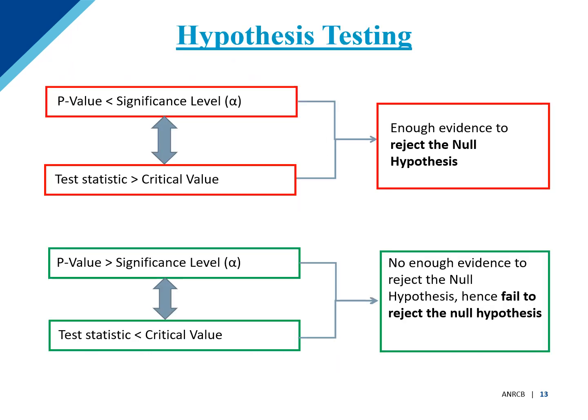To summarize, if the p-value is less than the significance level, or alpha, that you set before testing, and the test statistic is more extreme than the critical value, there is enough evidence to reject the null hypothesis. If the p-value is greater than the value of alpha, or the test statistic is not more extreme than the critical value, you fail to reject the null hypothesis.